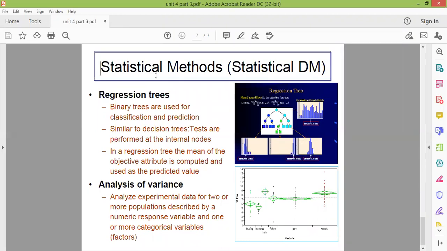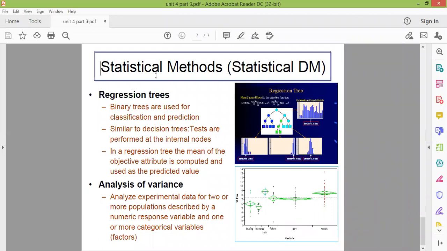Apart from the regression method, we have regression trees also. Regression trees are very similar to binary trees. Binary trees are used for classification and prediction, and we will study decision trees also. It's similar to a decision tree: tests are performed at internal nodes. In a regression tree, the mean of the objective attribute is computed and used as the predicted value.